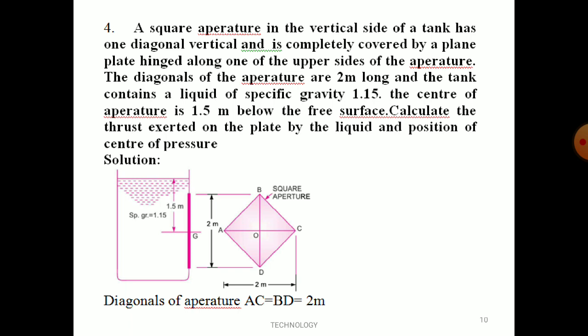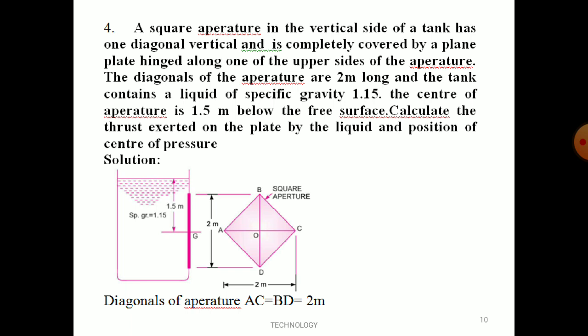So there is a square aperture in the vertical side of the tank, which has one diagonal vertical. So you have to keep one diagonal vertical here. That can be done by keeping the square in corner condition. The diagonal length is given as 2 meter. As this is a square, the diagonal lengths are equal. So the diagonals AC equal 2 meter and BD equal 2 meter. And the tank contains a liquid of specific gravity 1.15, so S equal to 1.15 is given. The center of the aperture is 1.5 meter below the free surface.